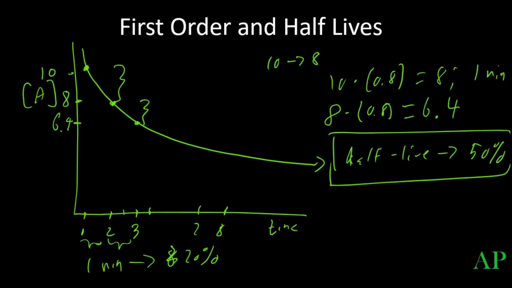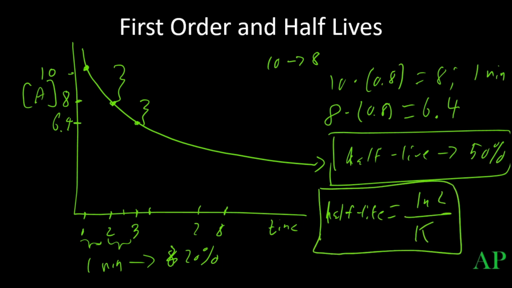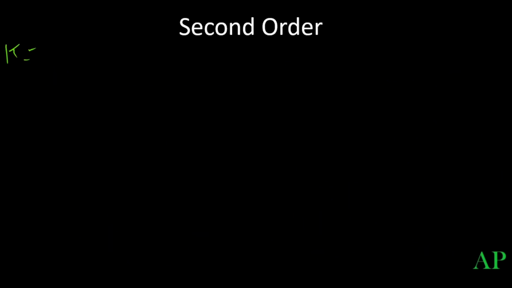Now, what else can happen with half-lives? We have this one really neat property. In order to find a half-life, the easiest way by far is to take the ln of 2 and divide it by k. We can prove this, but in this video lecture, we're not going to bother with that. There's no point. Moving on, what is a second order reaction?